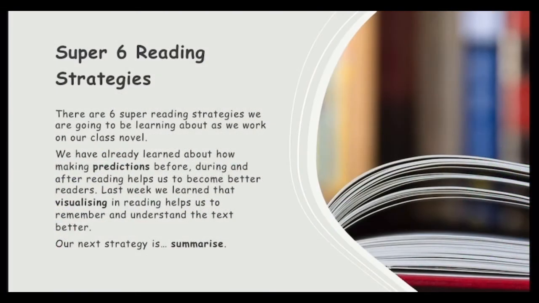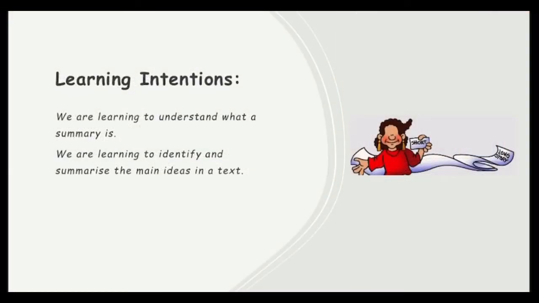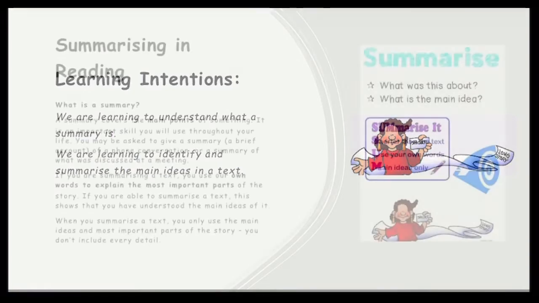Fantastic Mr. Fox. So together during home learning we have been working on our Super 6 reading strategies, and so far we have looked at making predictions before, during and after reading, and also we have been learning about visualising and reading and how visualising helps us to remember and better understand a text. So our next strategy is summarising. So today we are learning to understand what a summary is. We are learning to identify and summarise the main ideas in a text.